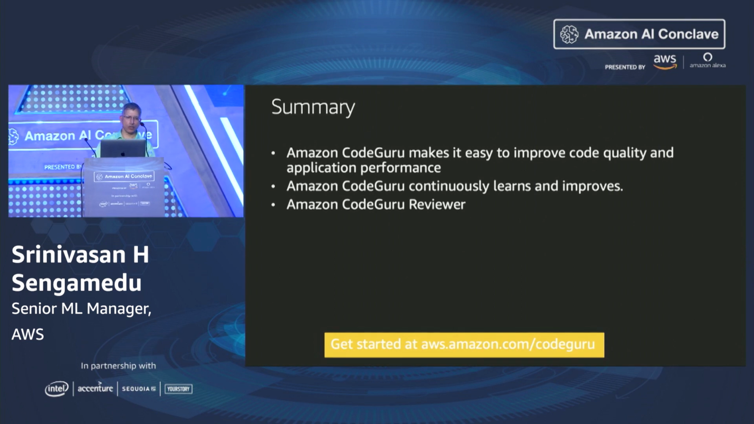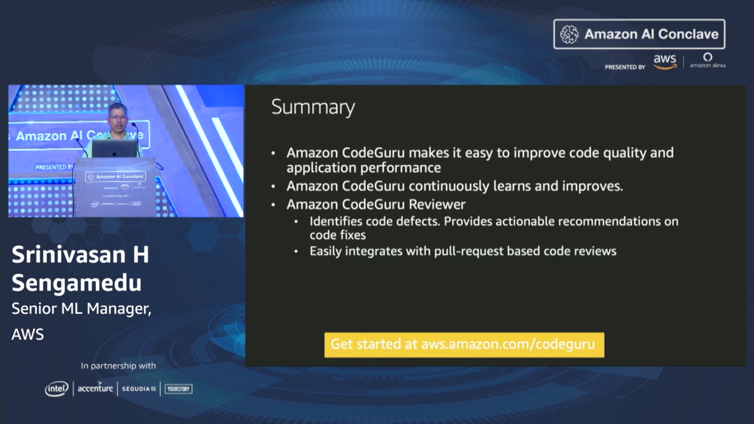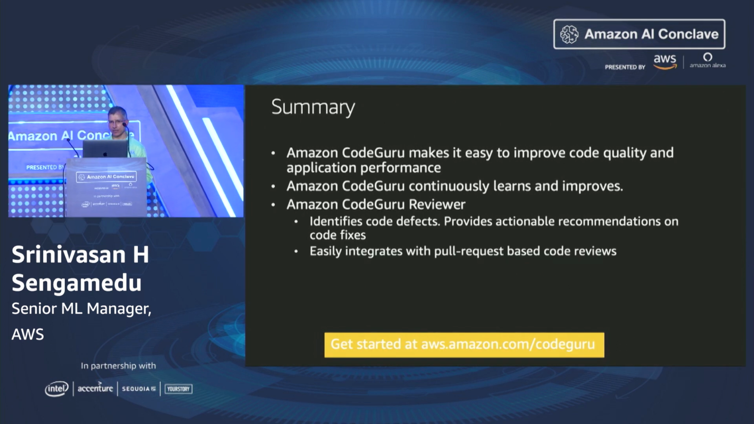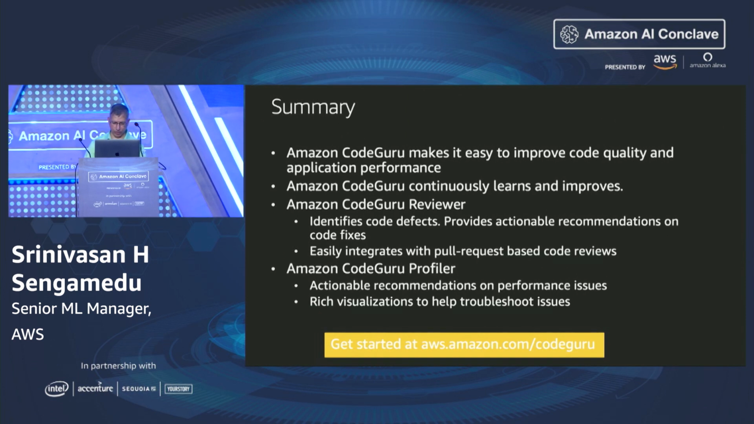If you look at the CodeGuru reviewer, it identifies code defects and provides actionable code recommendations on fixes, and it also integrates easily with the pull request based workflow, which is very common. And if you look at the CodeGuru profiler, it provides actionable recommendations on performance issues, and it provides rich visualization to help troubleshoot issues which are specific to your running application.